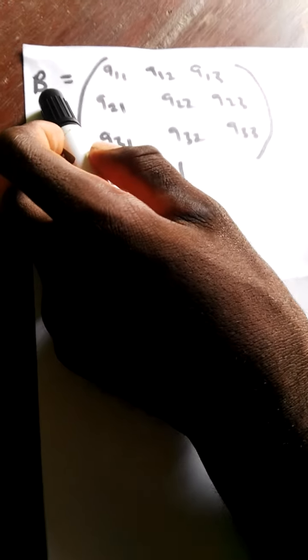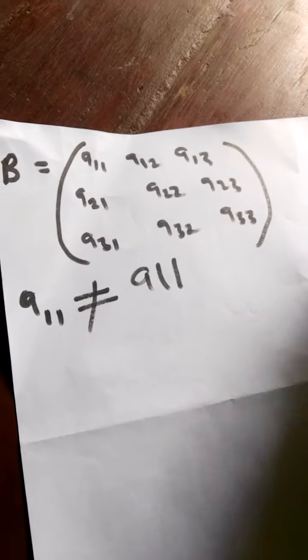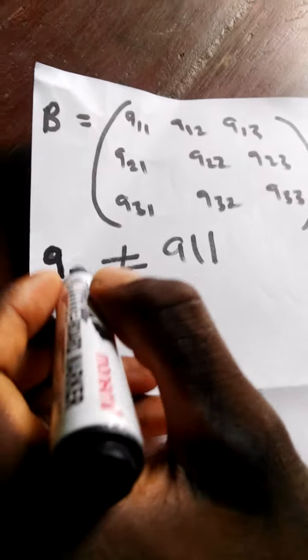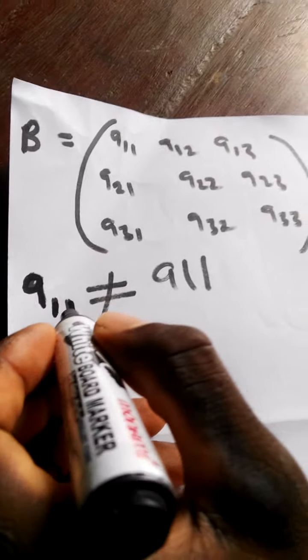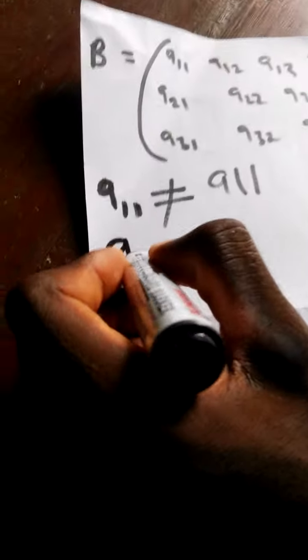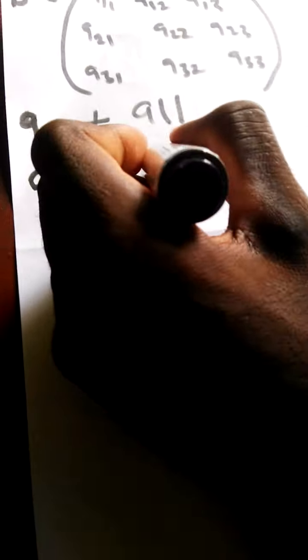Now, this is a matrix B. These are the entries of the given matrix: A11, A12, A13, and so on. Note that in A11, A is the base and the 11 is the subscript. It's written below the A, and it is not equal to A11 written on one line. These are two different things.